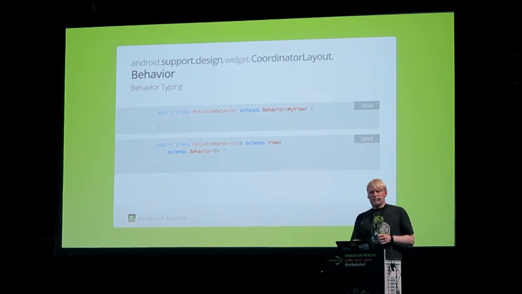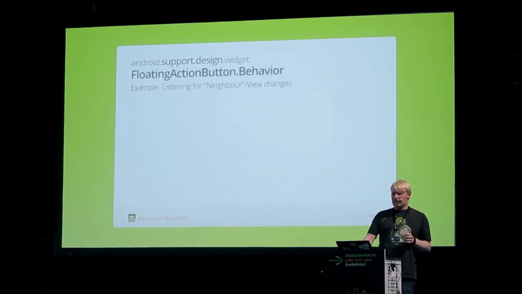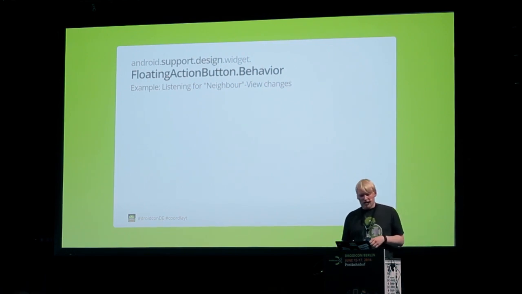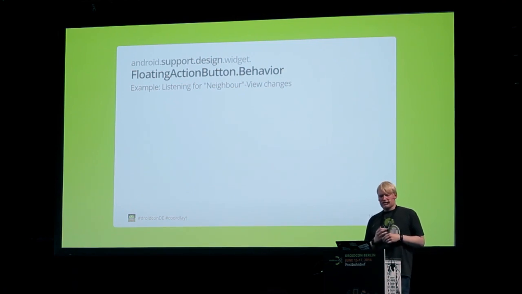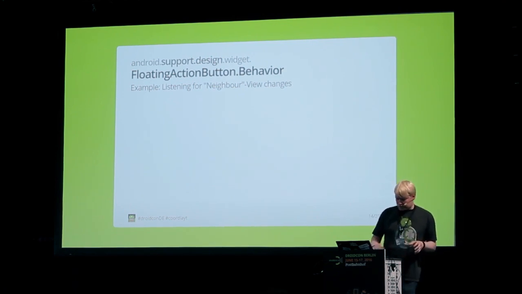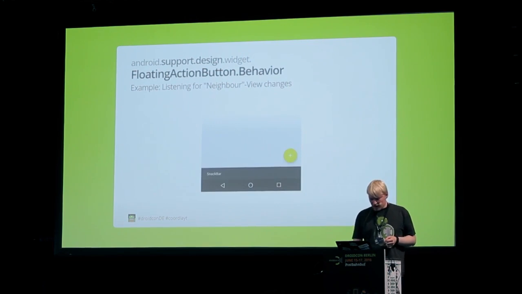Okay, but let's have some examples of how to implement a behavior. Now we want to have a look at the floating action button behavior that is actually directly from the design library, the support design library. What it does is it listens for changes on neighbor views. You see it here. So when there comes a snack bar in, it reacts to it, and the floating action button will get translated further up, so the snack bar won't cover it.